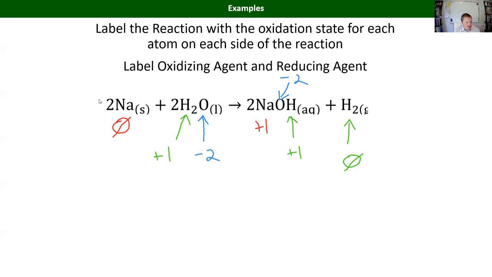I have the oxidation states labeled on the reaction here. So the red is for the sodium. The sodium starts out with a neutral charge, and then goes to a plus one charge when it becomes sodium ion. So the sodium is being oxidized.